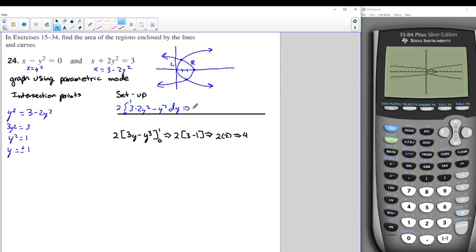And here's where we get the 2 times the integral from 0 to 1 of 3 minus 3y squared dy. And then we're off and running, and the value ends up being 4.